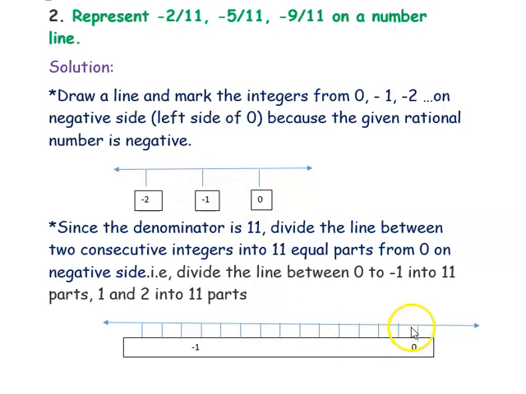We want to divide this number line into 11 equal parts. See, 1, 2, 3, 4, 5, 6, 7, 8, 9, 10, 11. So from 0 to negative 1, I have divided this line into 11 equal parts.